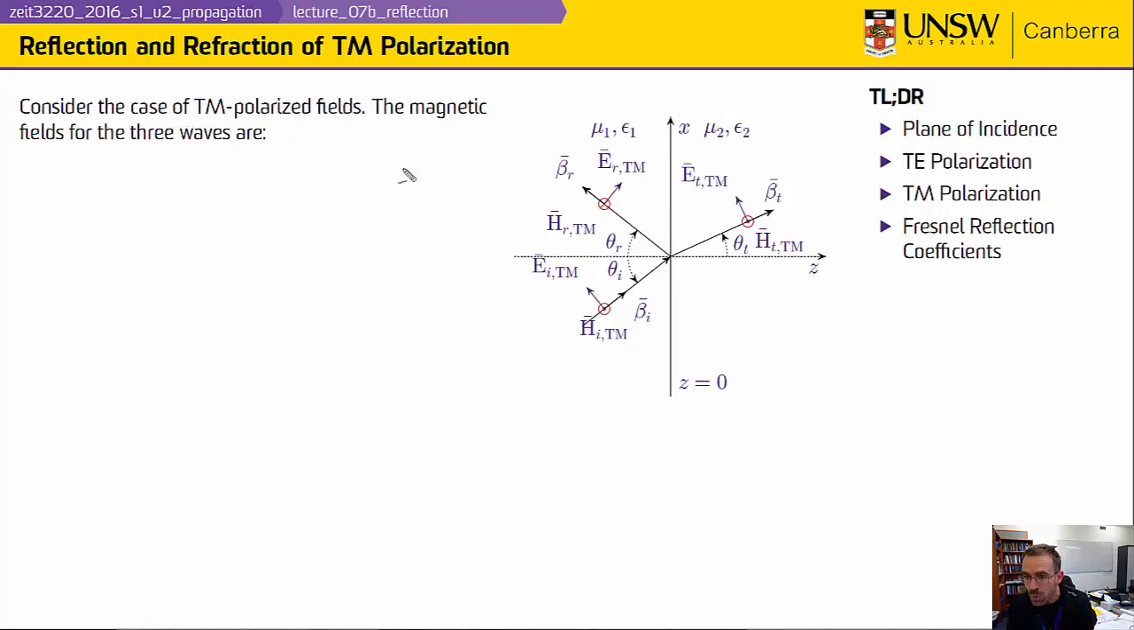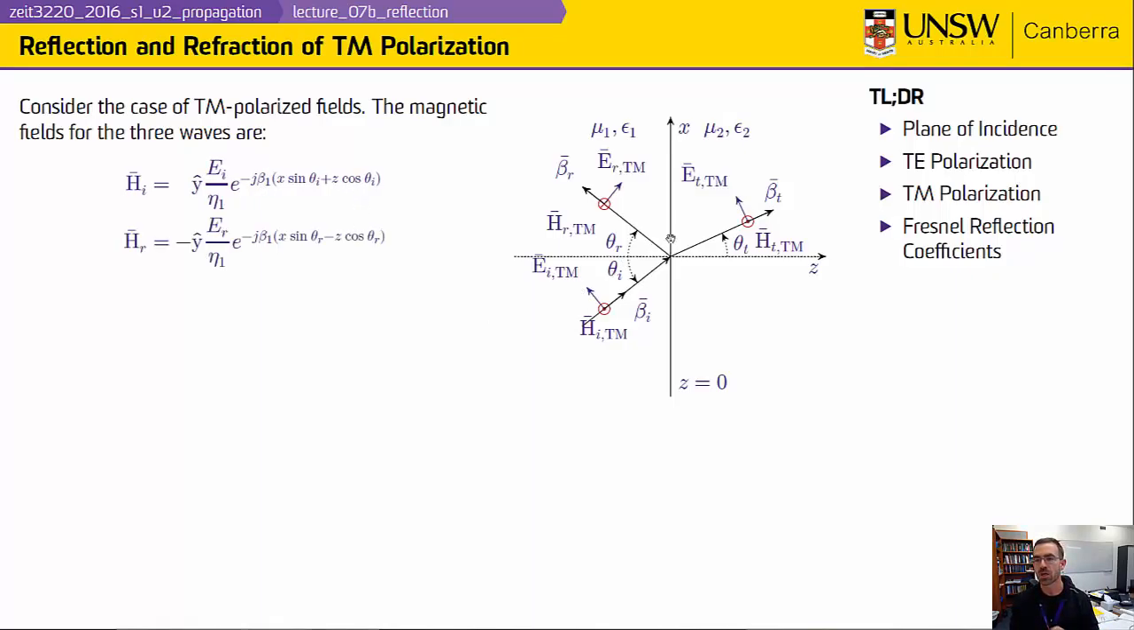So we have TM polarized fields. Now the magnetic field is in the y direction. The electric field is in the plane of incidence. The magnetic fields for the three waves are given as such. So the incident field is in the y direction, has amplitude E incident over eta, propagating with the same propagation constant we saw before.